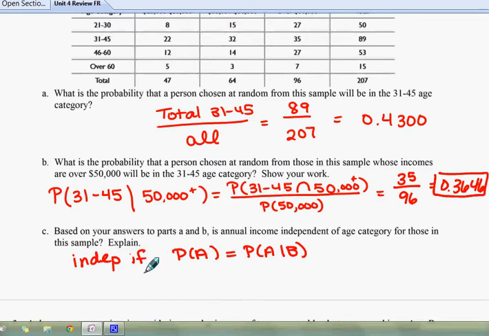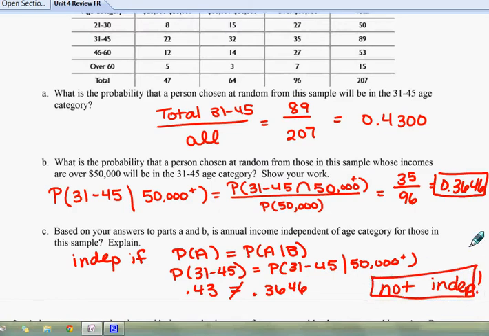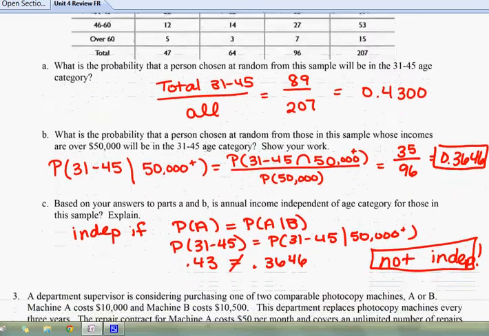And if we look at the first problem, the probability that we are in the 31 to 45 age group versus the probability that we are in that age group, given we make more than $50,000, we're looking at 0.43 compared to 0.3646. Those two are not equal, so it is not independent. Okay, again, two elements are independent of each other if the probability is the same thing as the probability given a certain circumstance is met.